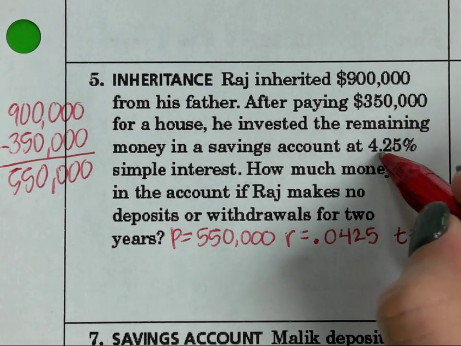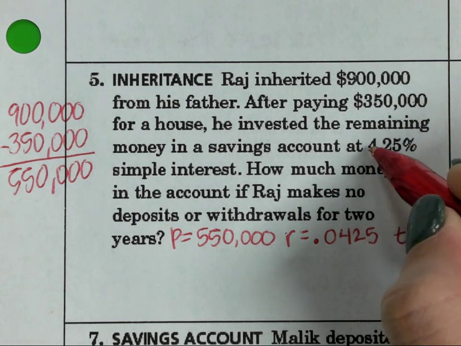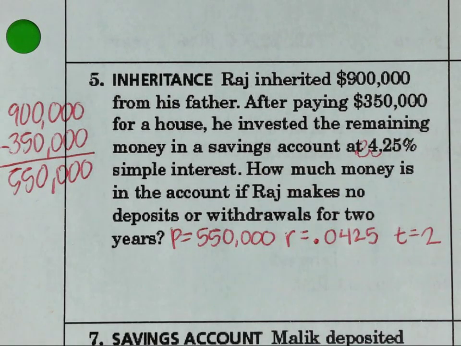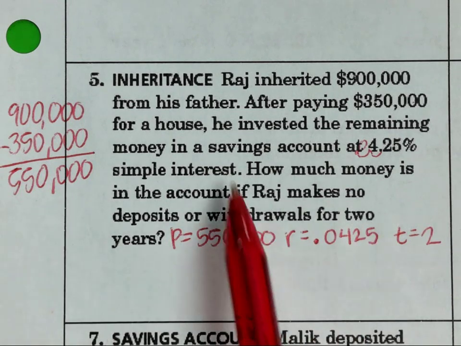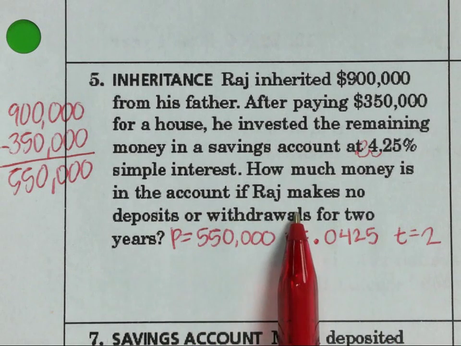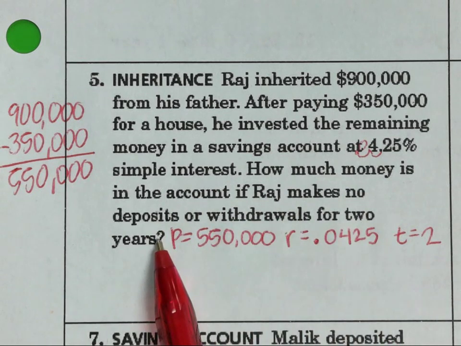See, my decimal was right here at 4. So I move it once and then one more. So that means you've got to add a 0 in there. It's asking how much money is in the account if he makes no deposits or withdrawals for 2 years. So that's my time. Okay.